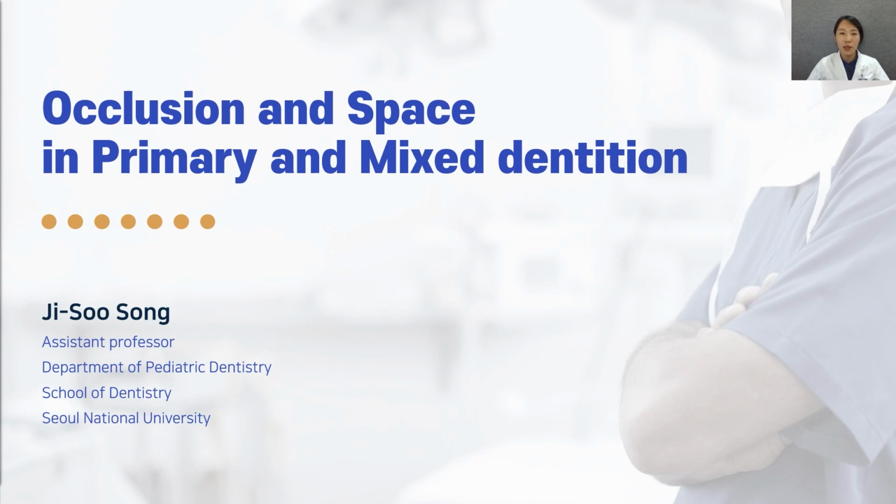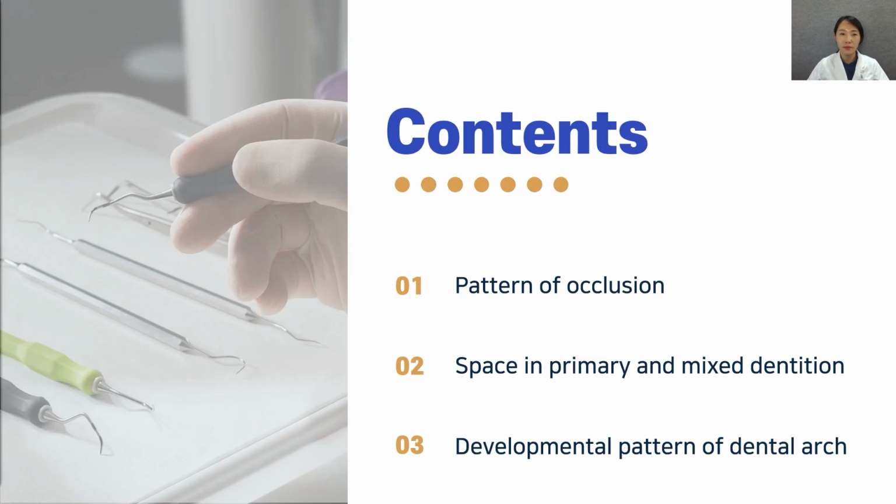I'm going to talk about some basic concepts in the primary and mixed dentition in my 3 lectures. This is my first lecture, and I'm dealing with occlusion and space in primary and mixed dentition. I have divided this presentation into 3 parts. We are going to look at the pattern of occlusion first, and then we will discuss spaces in primary and mixed dentition, followed by developmental pattern of dental arch.